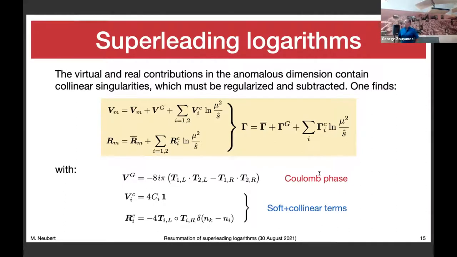Basically, in this expression that I showed you, which had real emission terms and virtual corrections, we need to clean it up a little bit. This expression turns out to still have collinear singularities, which need to be regularized and split off. The collinear singularities give rise to these mu dependent terms in the anomalous dimension. And then there are the regularized terms, which are free of collinear singularities. And then there is this Glauber piece in the virtual corrections, which is essentially the effect that we just calculated, 8 i pi T1 times T2. And the notation, don't worry about it, I have no time to explain it.